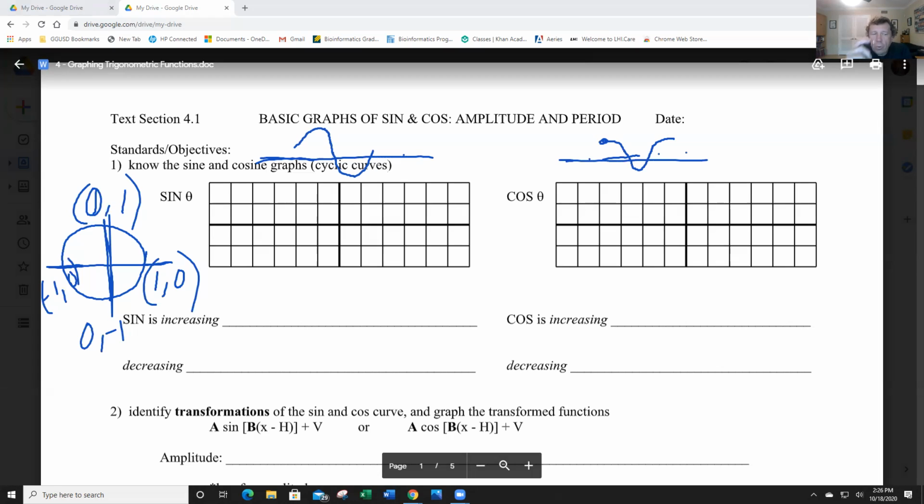And we know from the unit circle that this thing repeats every time it goes around the circle. So it repeats every 2 pi. So the basic period of sine and cosine is 2 pi.